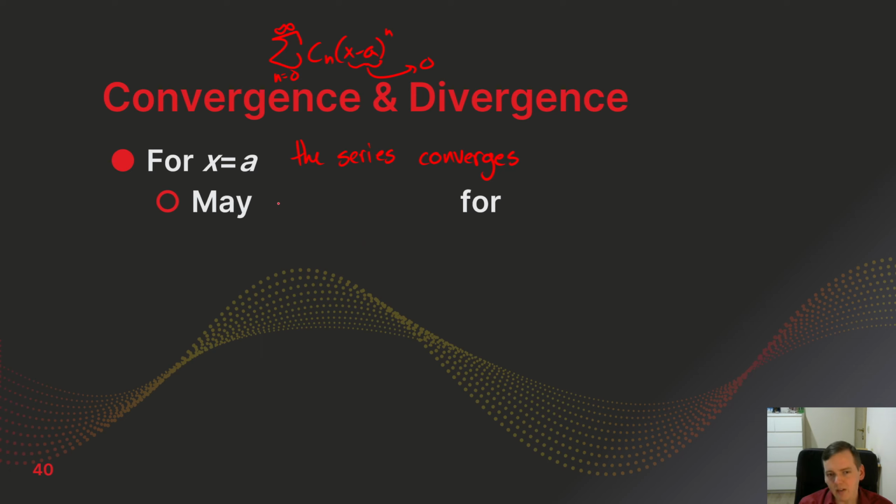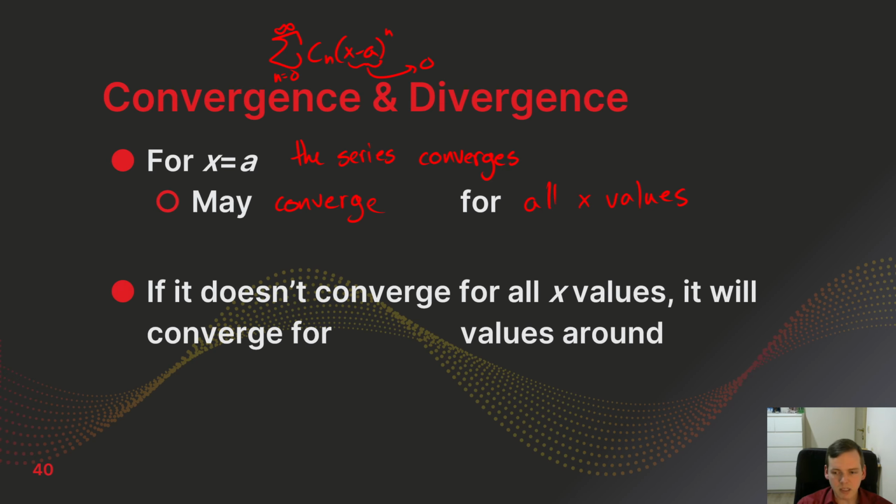And it may, in fact, converge for all x values, but we don't know yet. We'd have to check that. So it definitely converges at x equals a, and it may converge for all x values. If it doesn't converge for all x values, it will converge for some values around x equals a. So a plus a little bit, a minus a little bit will also converge. It's just the question of how far we get away from a before it stops converging.